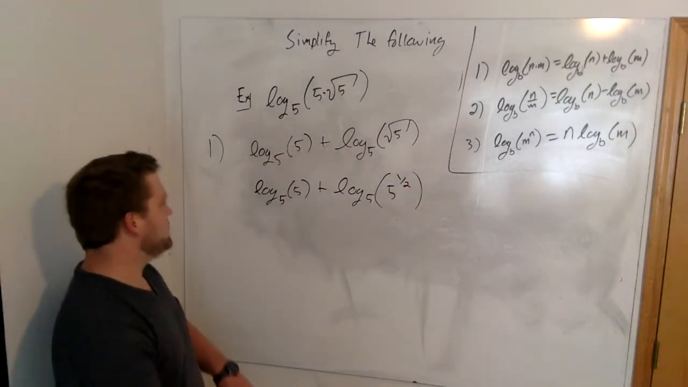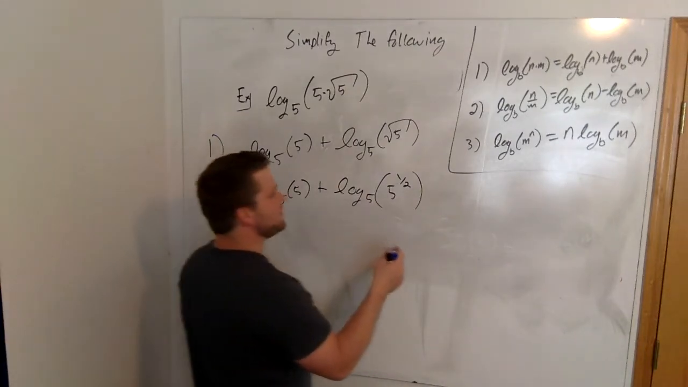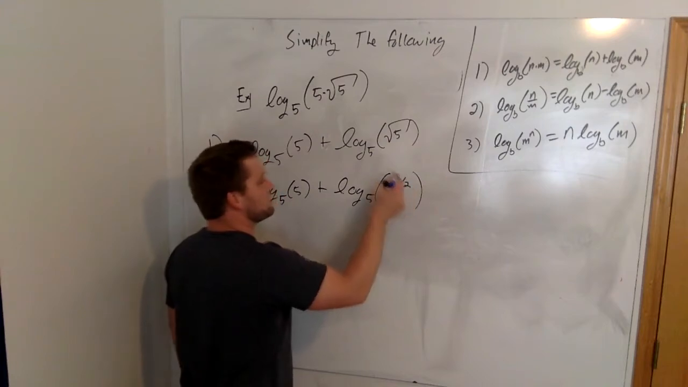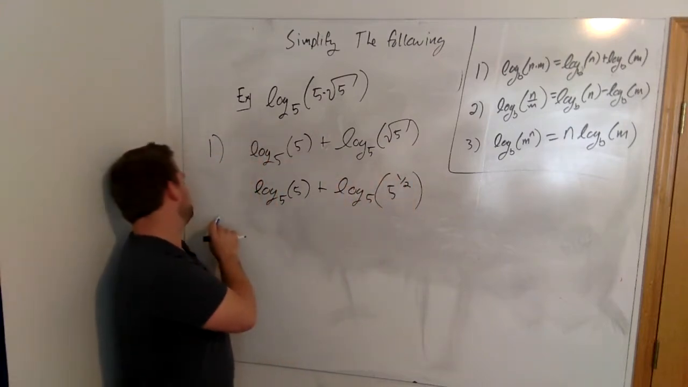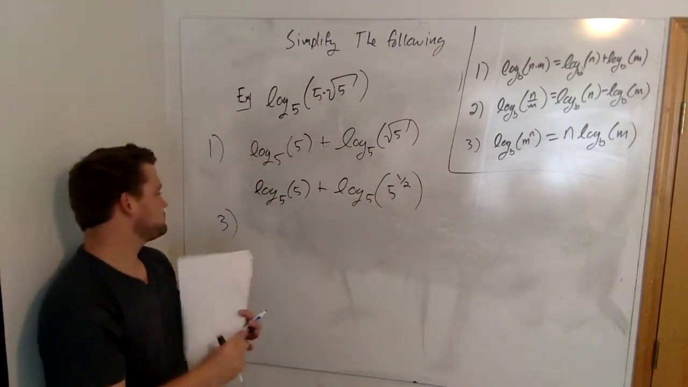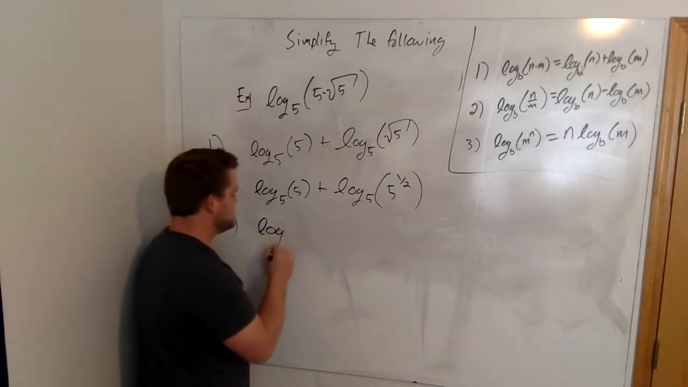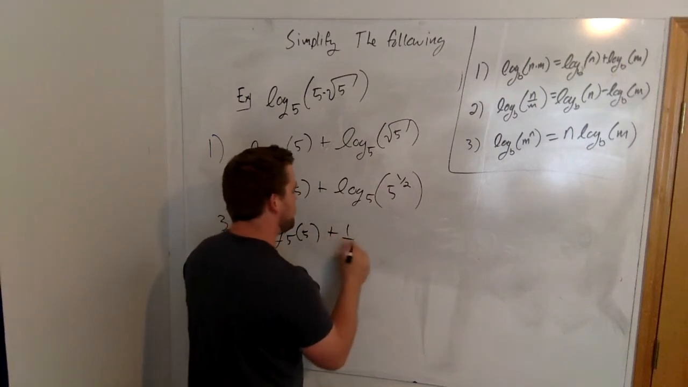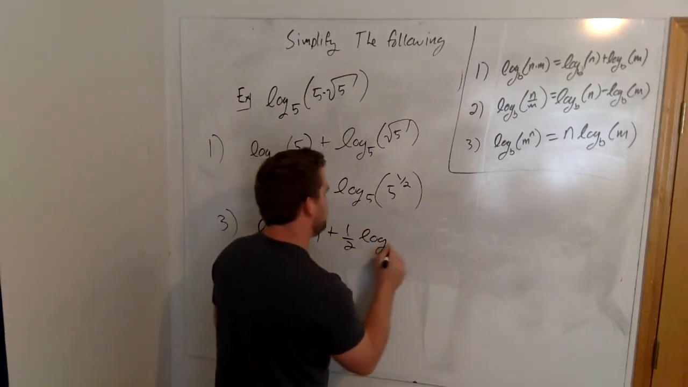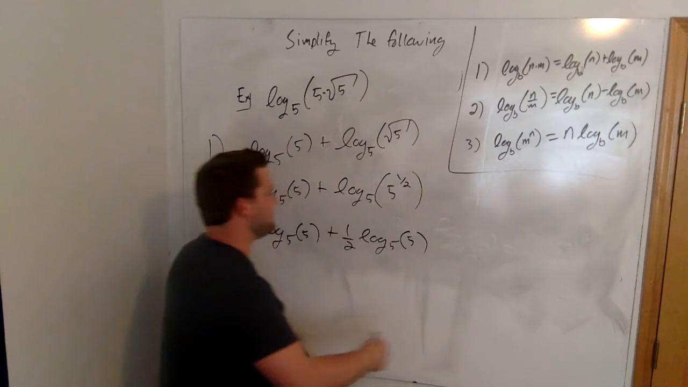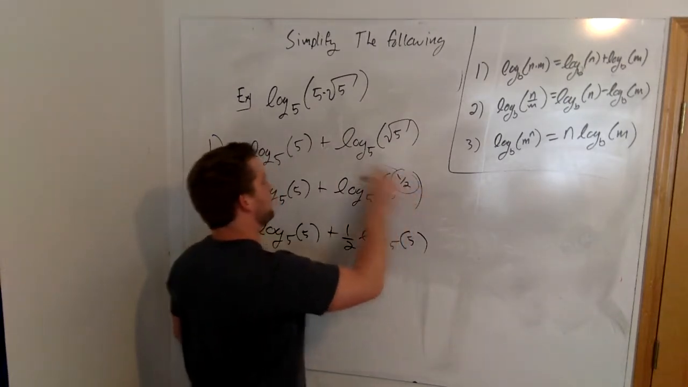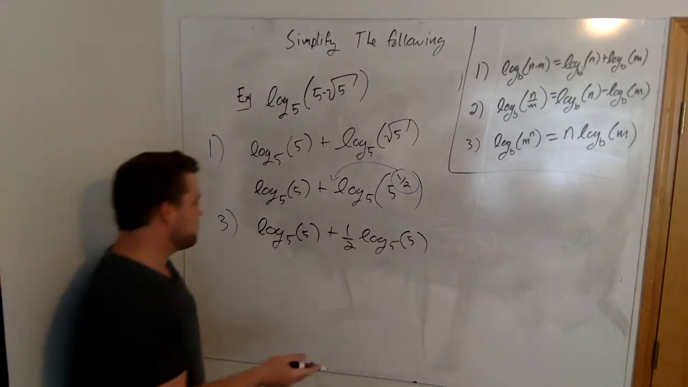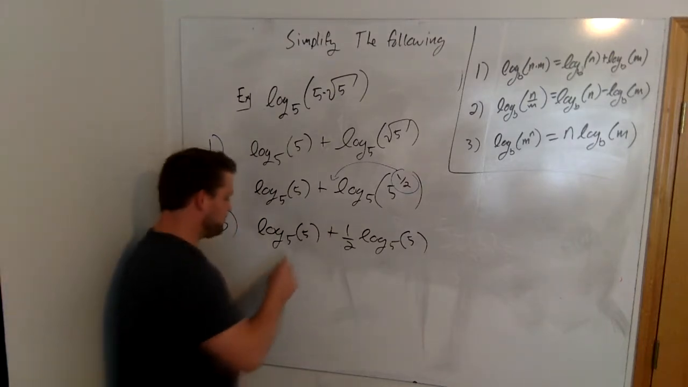So what we can do from here is, well, which rule helps us? I have a power. Log rule 3 says I can bring that power out front. So this is the same thing as log base 5 of 5 plus, let's bring down the 1/2, log base 5 of 5. So log rule 3 allowed us to bring that 1/2 out front. Well, now this is great.